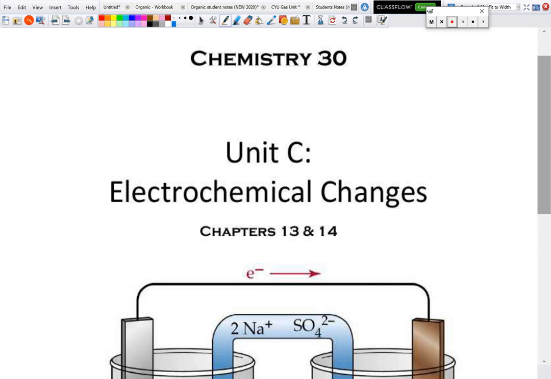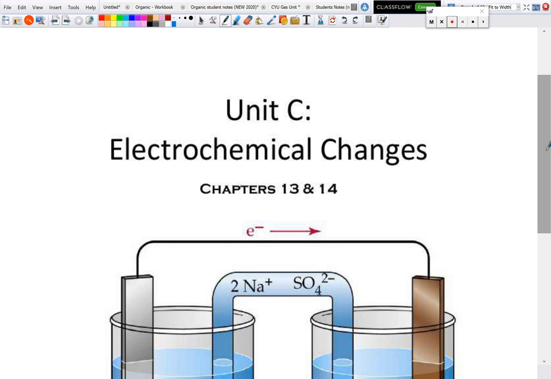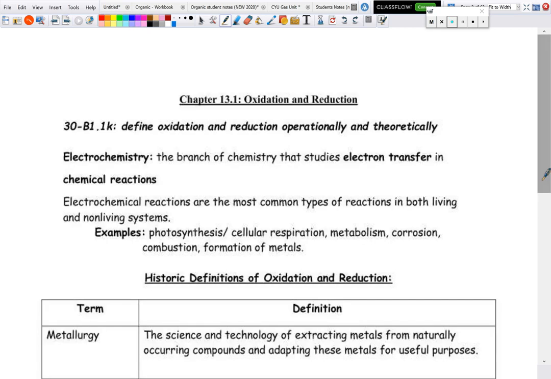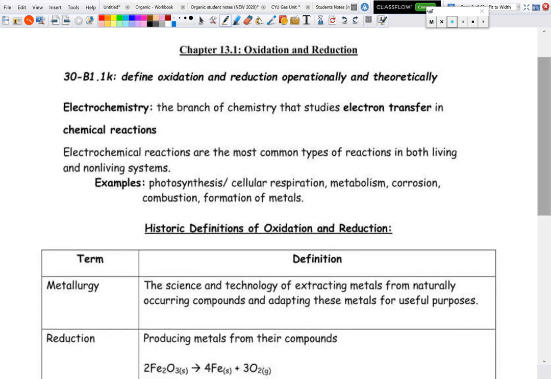Welcome back, and today we are starting our first lesson on electrochemical changes, or electrochemistry. This is our third unit, right after organic. First of all, for electrochemistry, we are going to do some definitions, of course, getting used to a whole new set of things now. First thing, we are going to look at oxidation and reduction. So we're going to define oxidation and reduction.